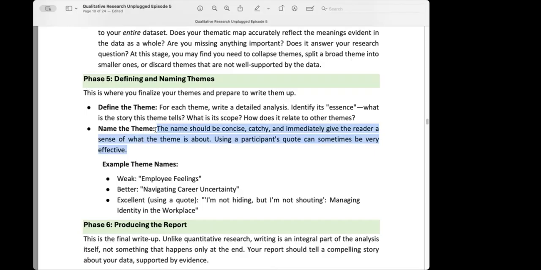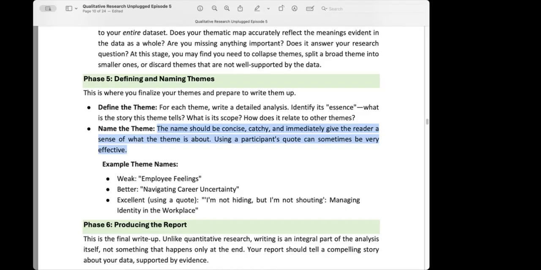For example, instead of just managing identity, a theme name using a quote might be, "I'm not hiding, but I'm not shouting," managing identity in the workplace. It's instantly more engaging and specific. That's a great tip. Okay, let's define and name Maria's themes properly.